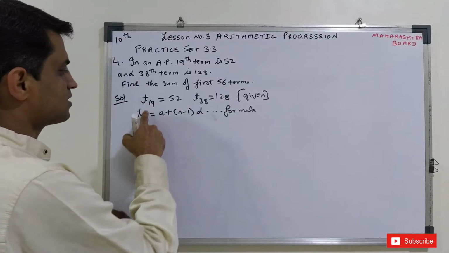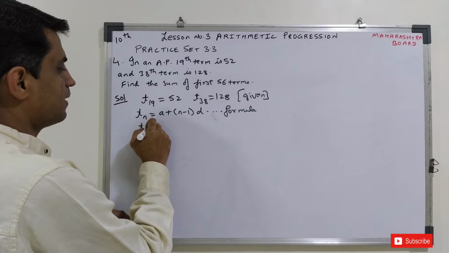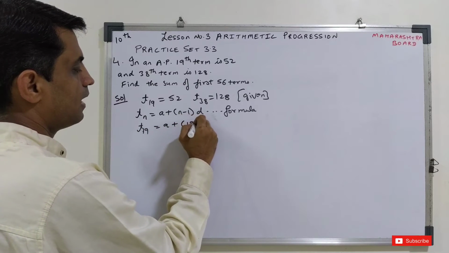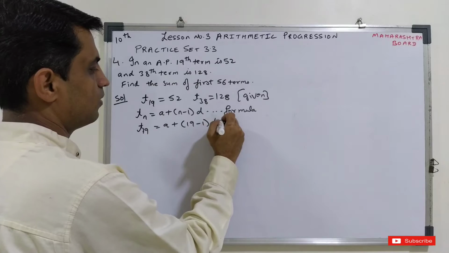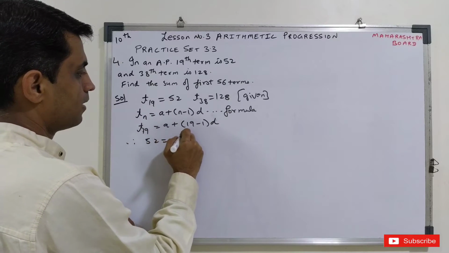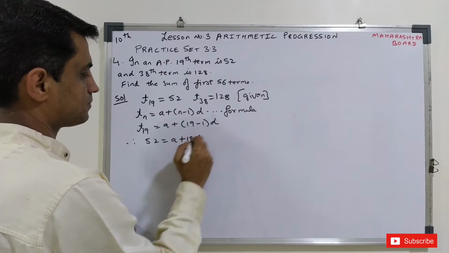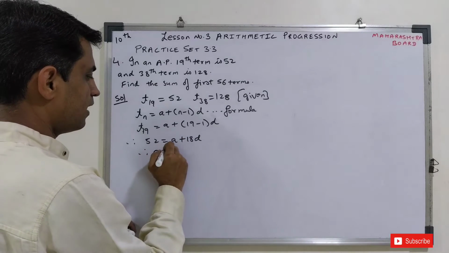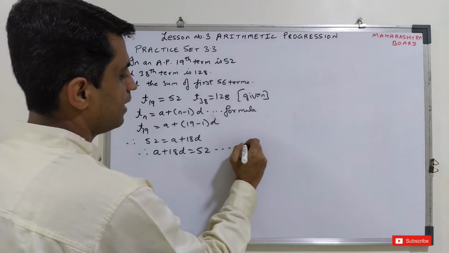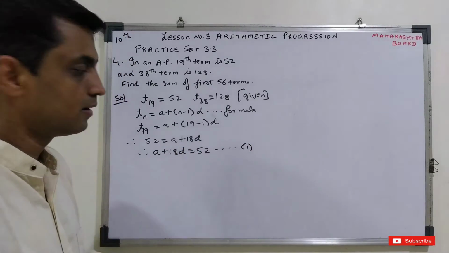So this is our formula. Now what will we do? First we substitute 19 in place of n. A we don't know. 19 minus 1, d we don't know. Now what is T19? 52. So this will give you 18d. So what we got? A plus 18d is equal to 52. Are you getting all? This is 1.